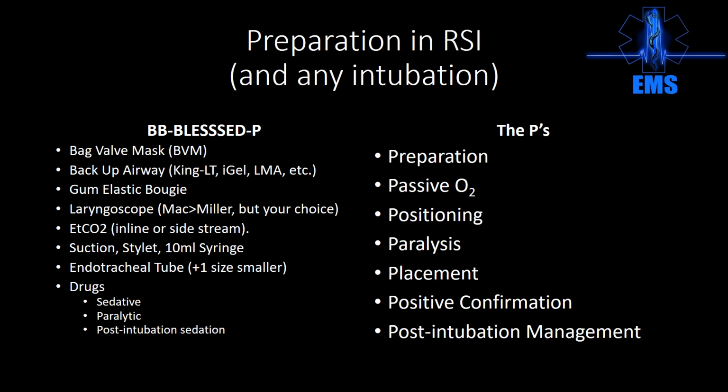Endotracheal tube plus one size smaller. So for the average adult male, there'll be about a 7.5 to 8. For the average adult female, there'll be about a 7 to a 7.5. That means if you're intubating a male and they're relatively normal, you should pick a 7.5 or 8.0 tube and have a 7 tube ready to go. If you're intubating a female, you should pick a 7.0 tube and then probably have a 6.5 tube as a backup ready to go. Drugs, in this order: sedative, paralytic, and post-intubation sedation.